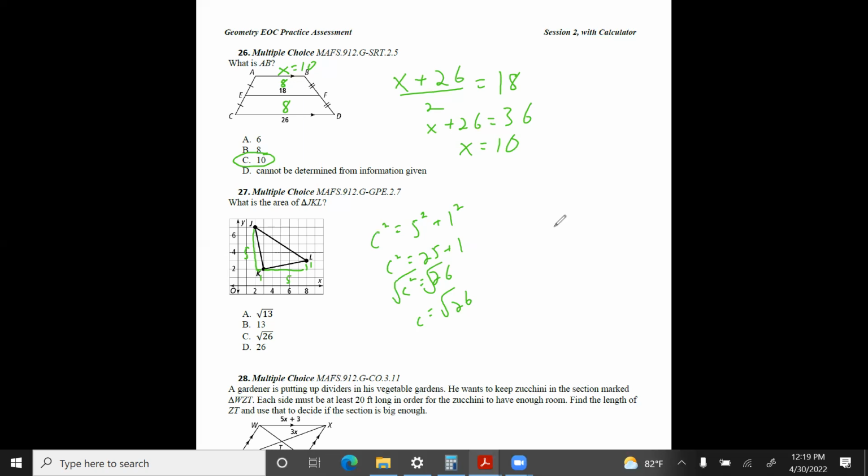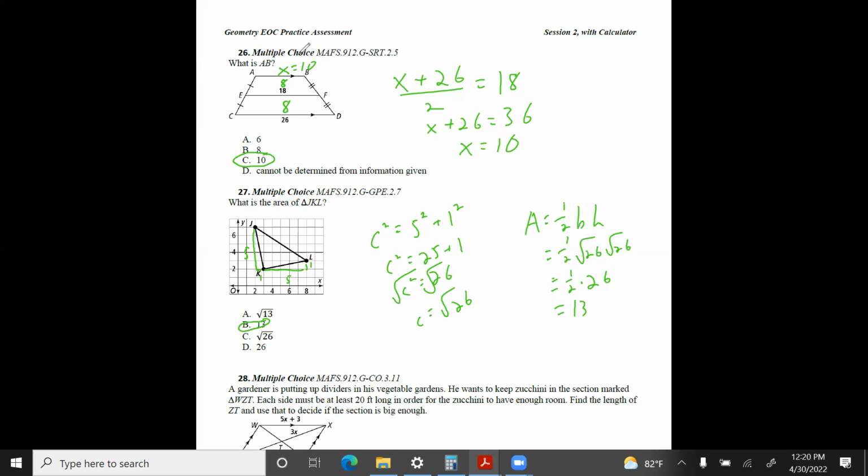So now I'm going to plug it into my formula for area. Area of a triangle is found by doing 1/2 base times height. Both my base and my height are the square root of 26. So I have 1/2 square root of 26, square root of 26. Since we're multiplying those same two values, that just becomes 26. So we have 1/2 of 26, which is 13. And our answer is B.